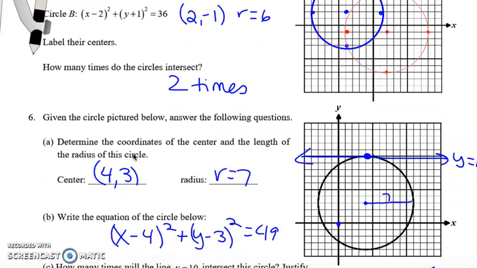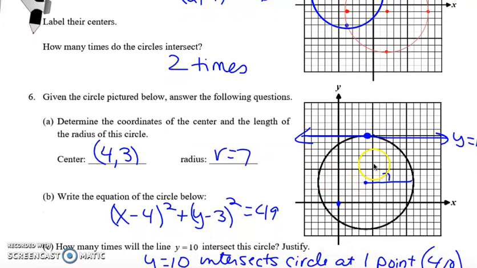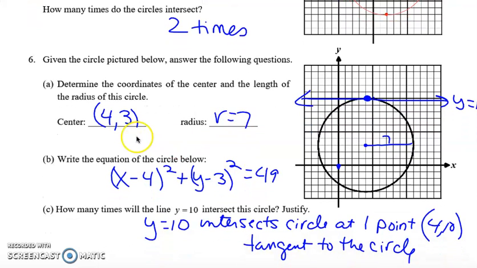Question 6 wants us to find the coordinates of the center of the circle. So I'm just looking at my graph. This is 0, 0 right here. So my center is 4, 3. And then I just count to find my radius. So 1, 2, 3, 4, 5, 6, 7. My radius is 7. They do want me to write an equation of the circle.